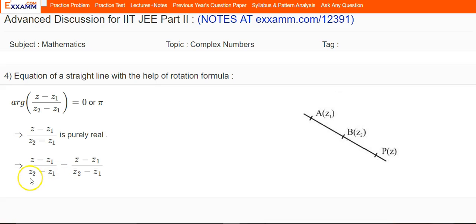So we get the equation as (z minus z1) upon (z2 minus z1) is equal to the conjugate of this whole number. Now conjugate is distributed over division as well as addition or subtraction, so we distribute it accordingly. We get this equal to (z bar minus z1 bar) upon (z2 bar minus z1 bar). Now this is the equation of a straight line.